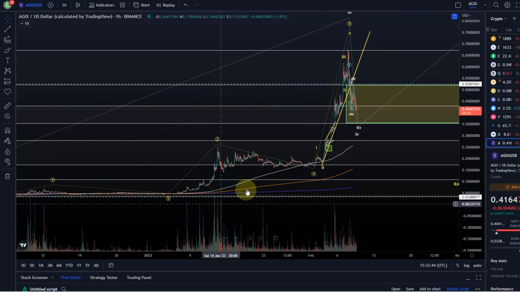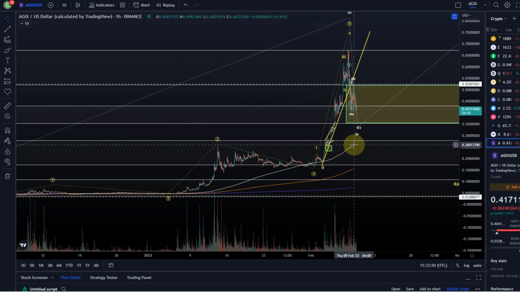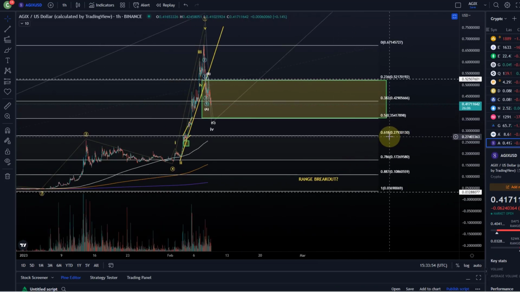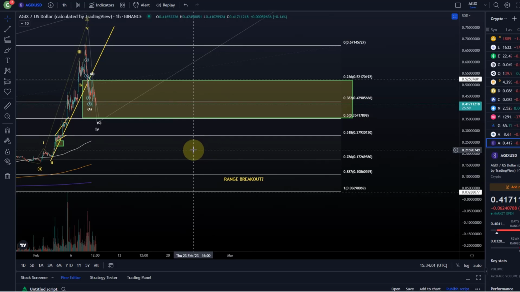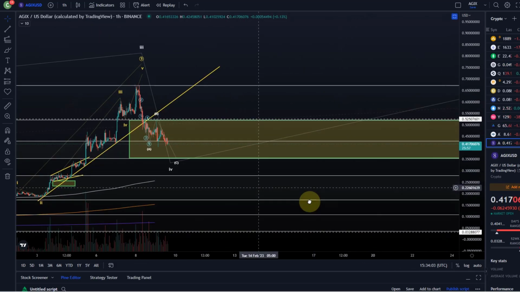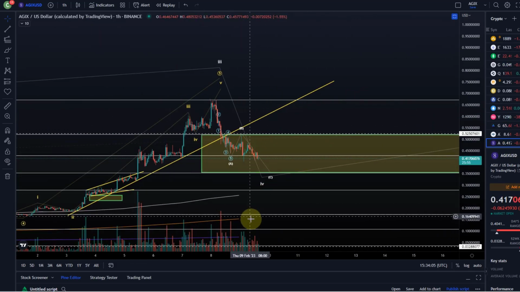Also, what is quite interesting is that this 20-day moving average here, the white line, has provided support here and here. And this is currently at around 26 cents. So by the time we come down, maybe they will meet somewhere around the 61.8 fib level. But then I would count it as a wave 2 and not a wave 4. So I will keep you updated about that. At the moment, as I see it, there is no confirmation that the move down is finished.